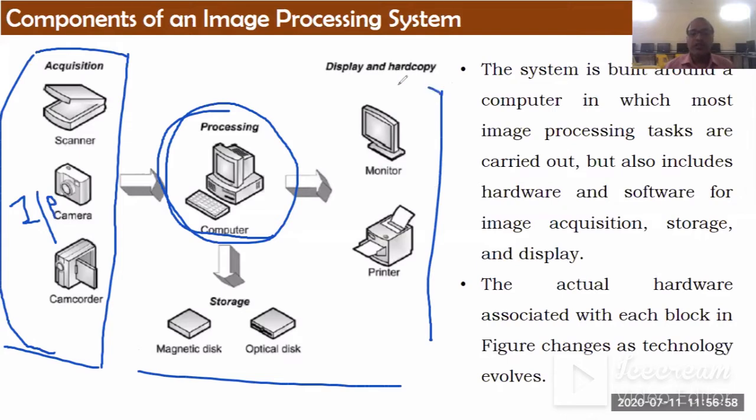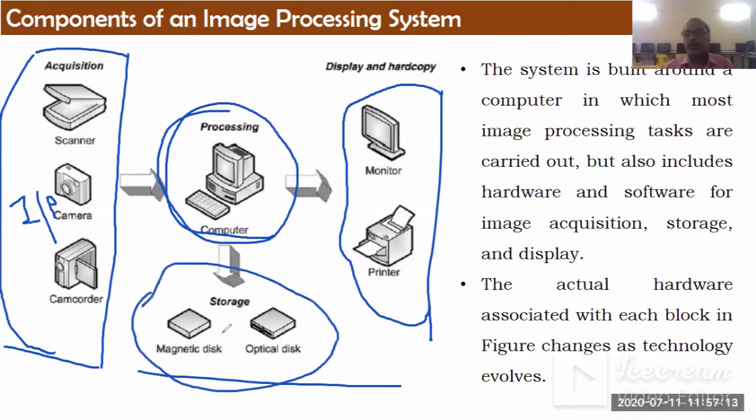Now this second group is nothing but the output of that image. So output, it may be a monitor, it may be a printer, or whatever it may be. So this is input, this is output. And the third main group of these components is storage devices.